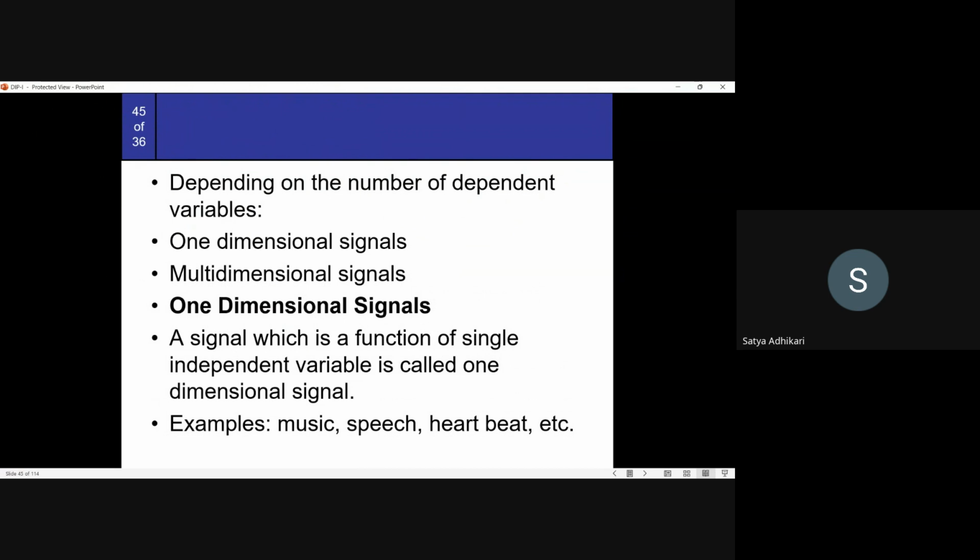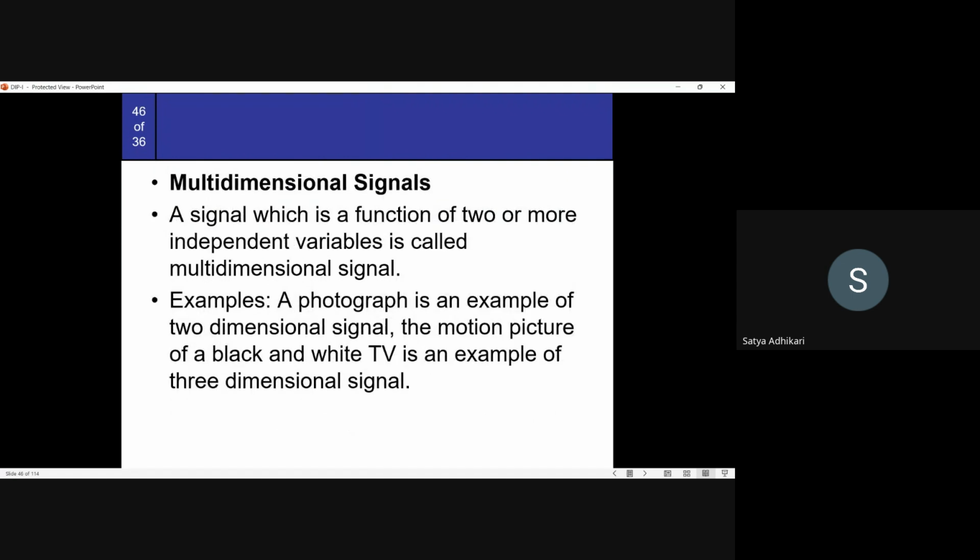Depending on the number of variables, signals can be classified as one-dimensional and multi-dimensional signals. A signal which is a function of a single independent variable is called a one-dimensional signal. But our image, which we are interested in, is two-dimensional. Music, speech, heartbeat are examples of one-dimensional signals. A signal which has two or more independent variables is known as a multi-dimensional signal. A photograph is an example of a two-dimensional signal. The photograph, the image, as we discussed, is two-dimensional.